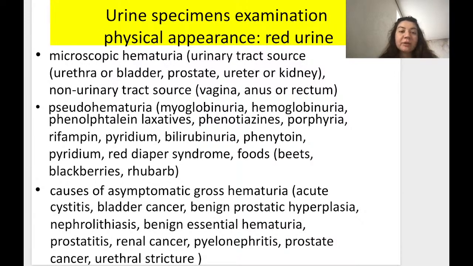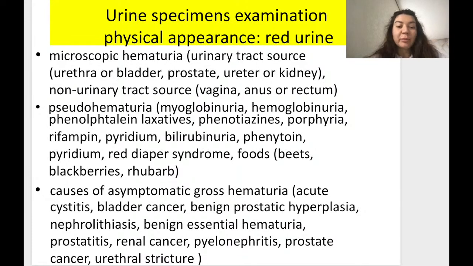We have a term called pseudohematuria. It is caused by myoglobinuria, hemoglobinuria, phenolphthalein laxatives, phenothiazines, porphyria, use of rifampin, pyridium, bilirubin, anemia, use of phenytoin, red diaper syndrome, or foods, for example, beets, blackberries, rhubarb. In all these cases, it is pseudohematuria: we see by eye that urine is red, but it is not due to erythrocytes.